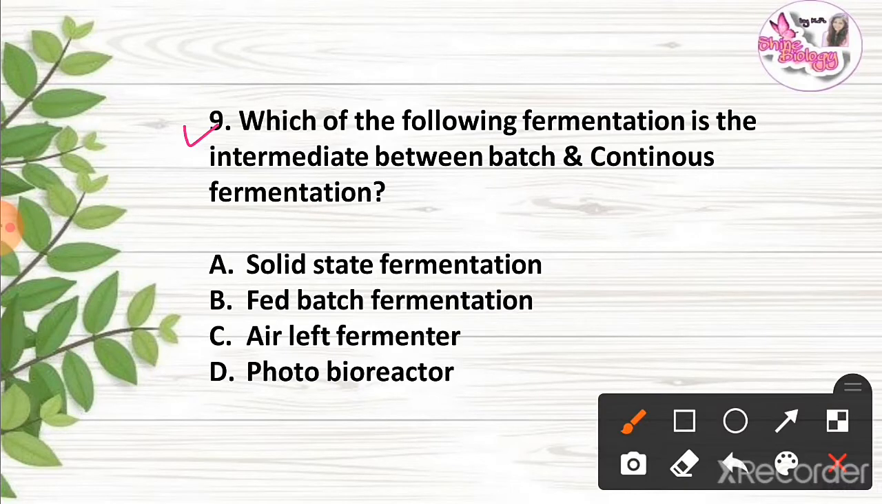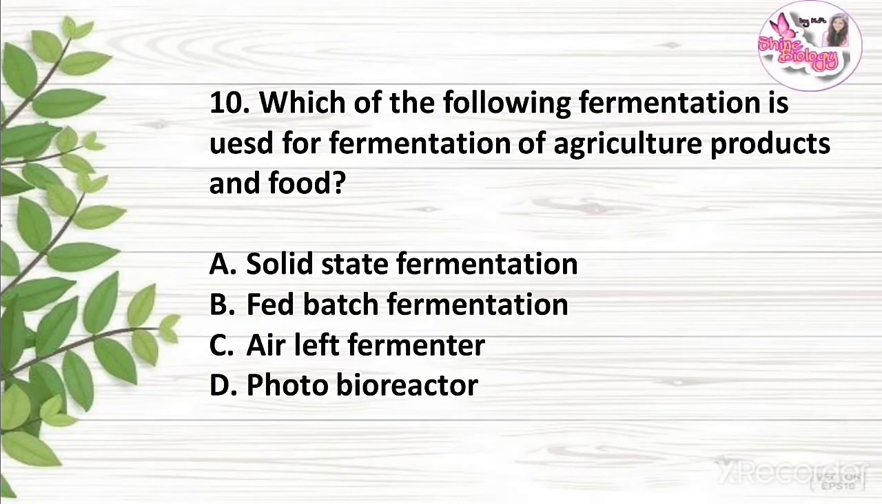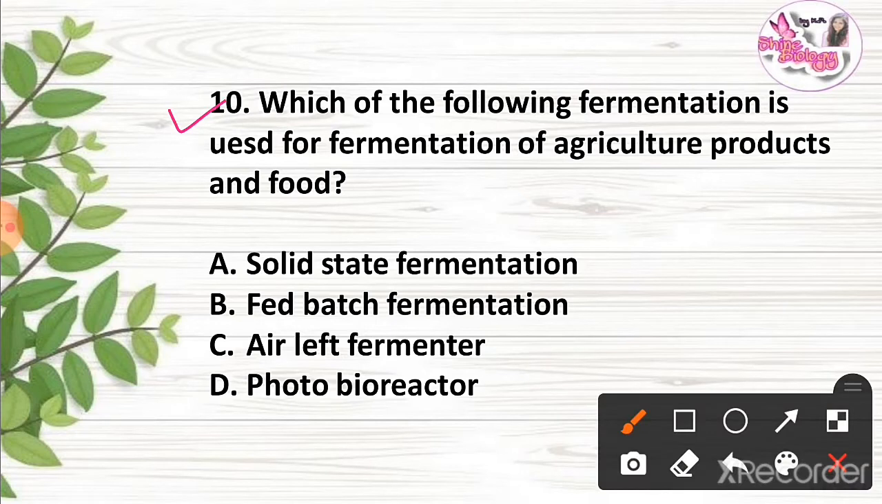Question 9. Which of the following fermentation is the intermediate between batch and continuous fermentation? The correct answer is option B. Fed batch fermentation is the intermediate between batch and continuous fermentation. Question 10. Which of the following fermentation is used for fermentation of agriculture products and food? The correct answer is option A. Solid state fermentation is used for fermentation of agriculture products and food.